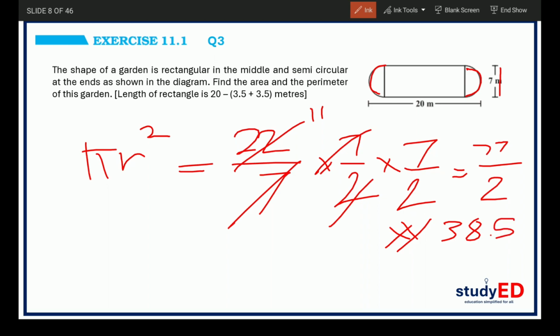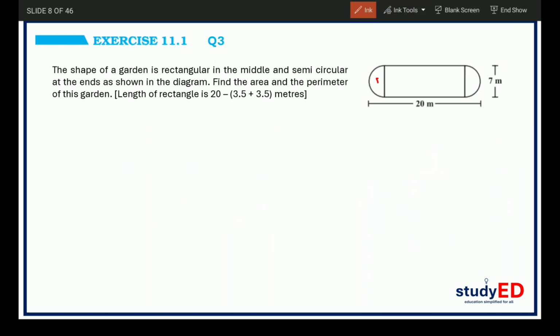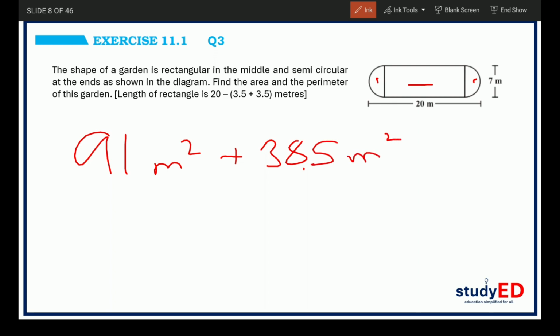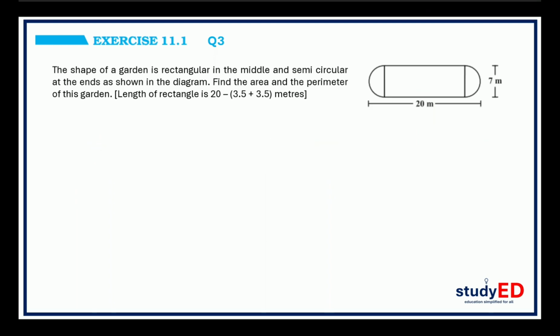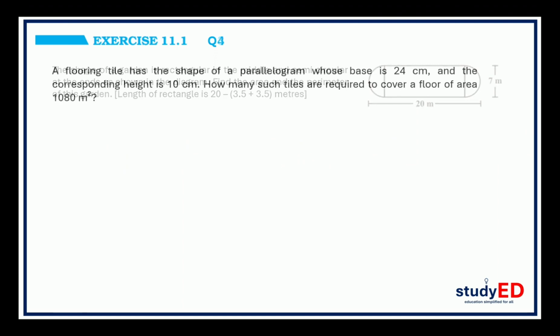So now we've got the area of the semicircles as well. These two areas are done, 38.5. Now for the total area, we just add 91 m square for the rectangle and 38.5 m square for the circles. That in all gives us 129.5 meters square as the total area. I hope you guys got that question. Let's now move on to the next one.